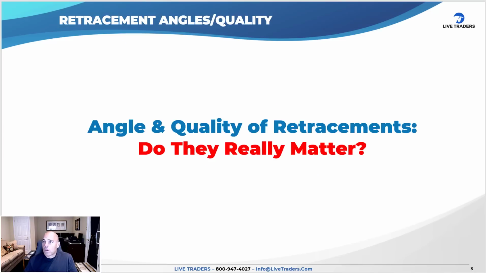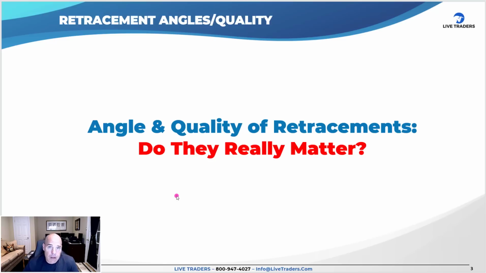Now, we're going to switch gears, all right, and move into angle and quality of retracements. Do they really matter? Angle and quality? See, we just talked about the depth, 20%, 50%, 100%, etc. But what about how it gets there? Right? What if it goes straight down? Or what if it kind of just takes its good old time going lower? Does it matter? Quality. Overlap is what we're referring to when we talk about quality.